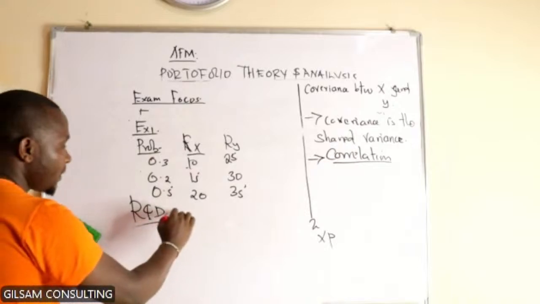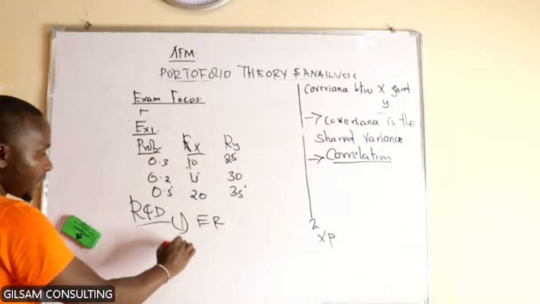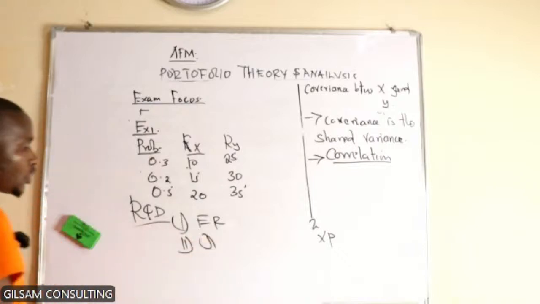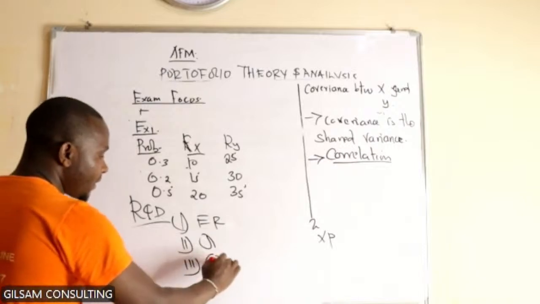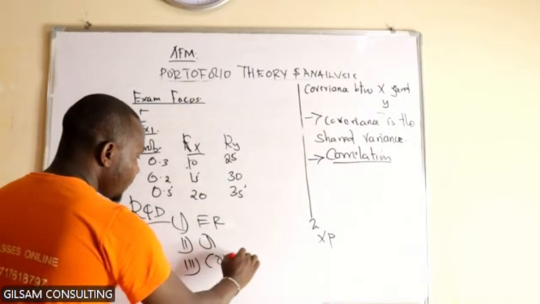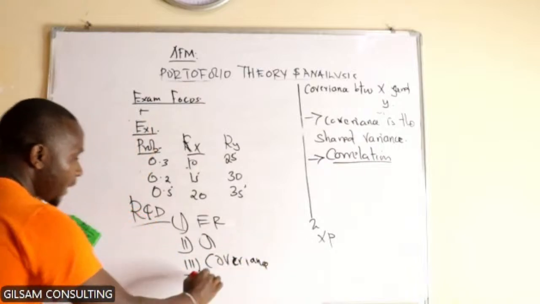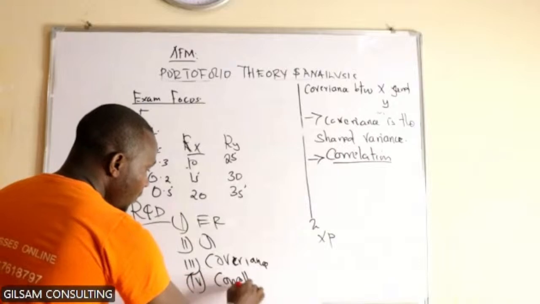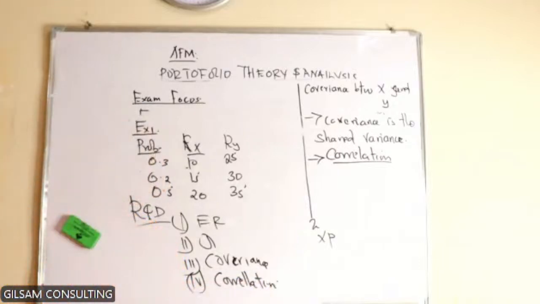Required: number one, the expected return. Number two, the standard deviation. Number three, the covariance, so let's get the variance. And number four, the correlation.